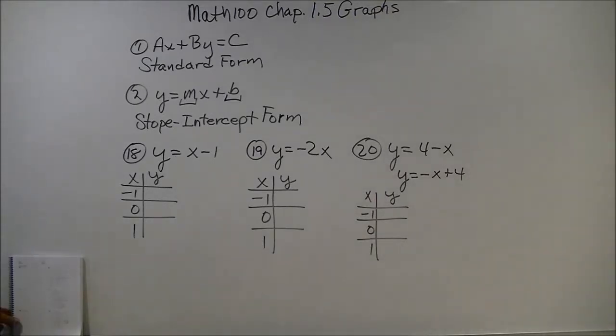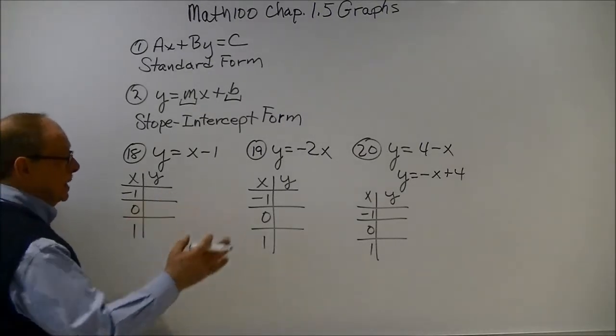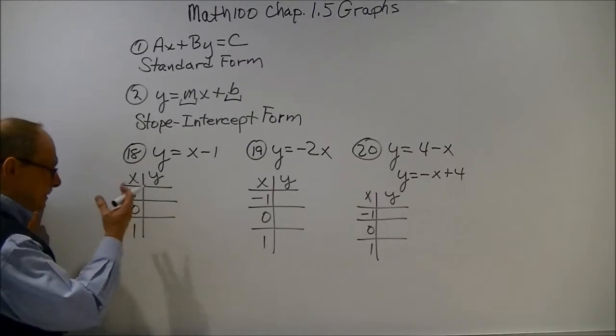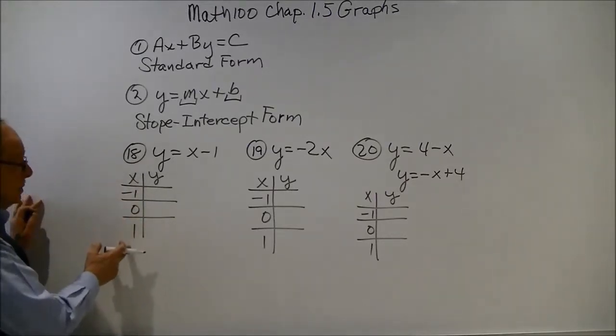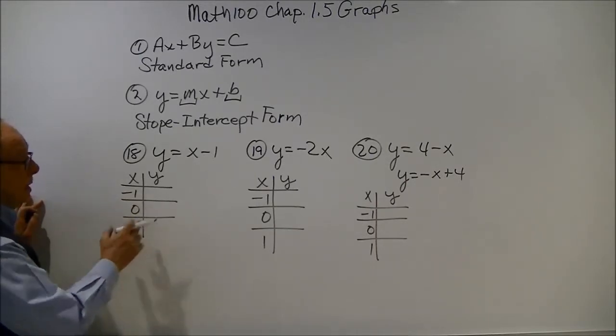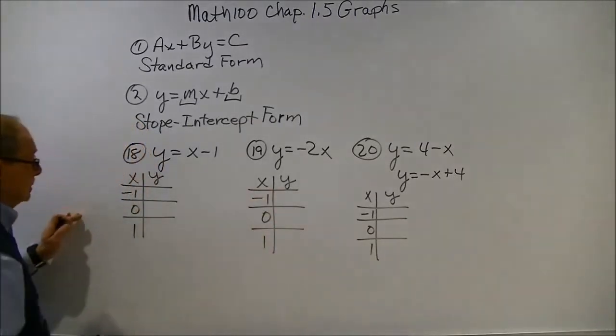Okay, now as we go on to number 18, they're asking us to graph. And the key to graphing at this stage is to make a T-chart. This is the standard T-chart, and you're going to put in often these 3 numbers, -1, 0, 1. And for all of these, they would be these 3 numbers.